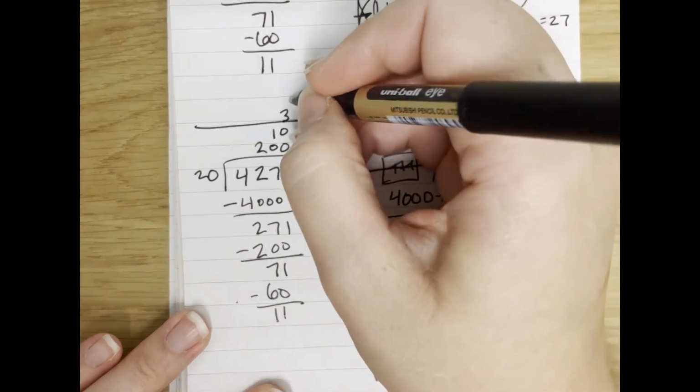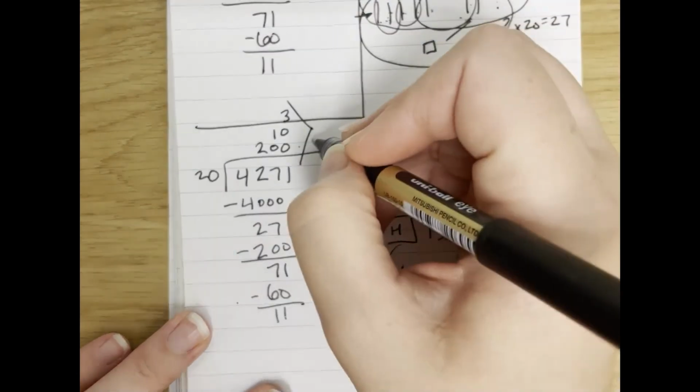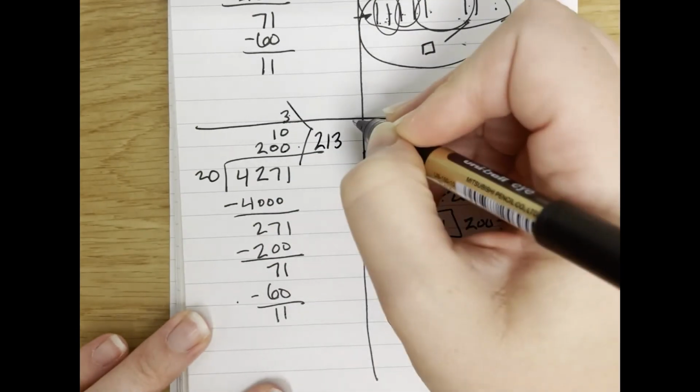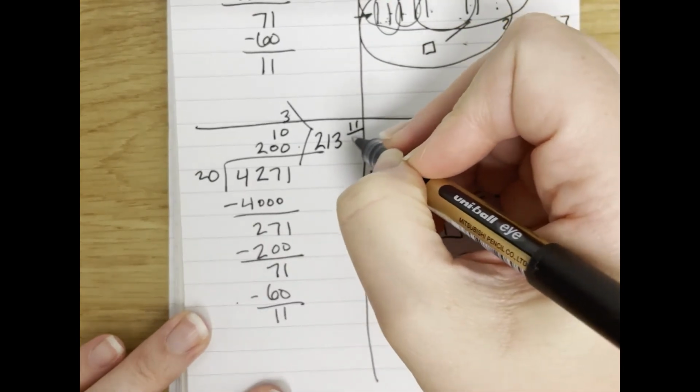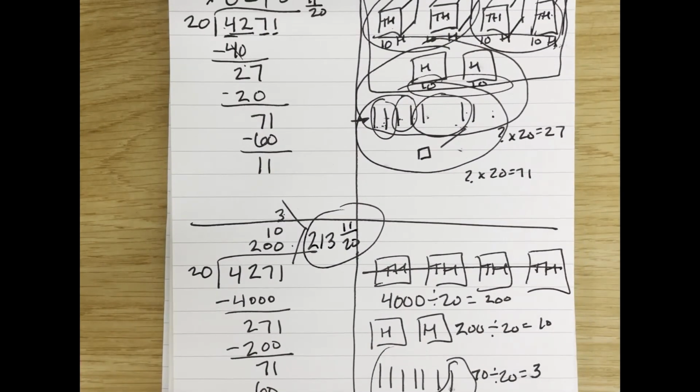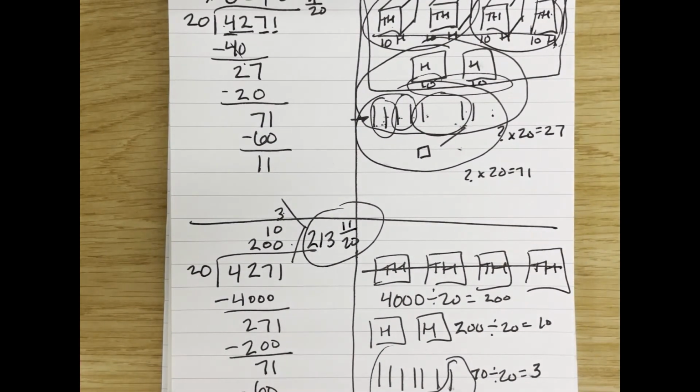And here is our partial quotient answer. So 200 plus 10 plus 3 is 213, and then you either have remainder 11 or 11/20. And those are your two different options. And there's more than that, but those are your two options you can start with.